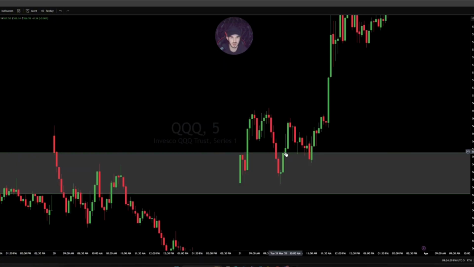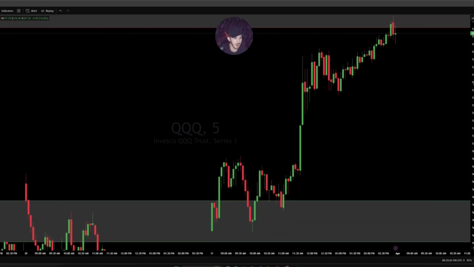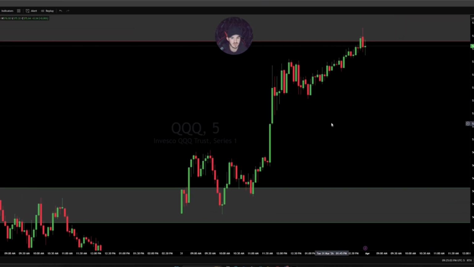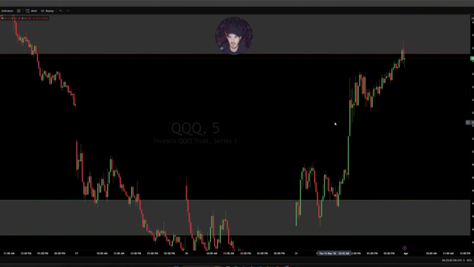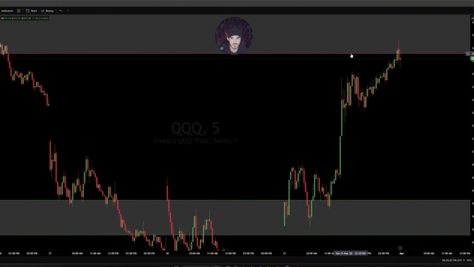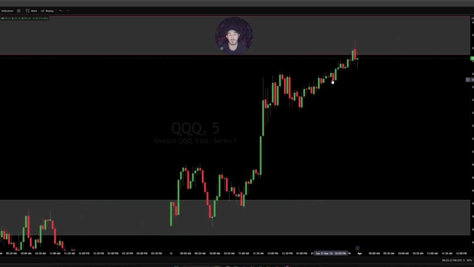So why? There's only 3 stocks I trade, and why one over the other? Typically, I am looking to see whichever one is moving the best that day. So if QQQ is moving better than SPY, I'm going to look to trade QQQ. If SPY is moving better than QQQ, I'll look to trade SPY, right? Whatever is moving the best that day is what I'll look for.